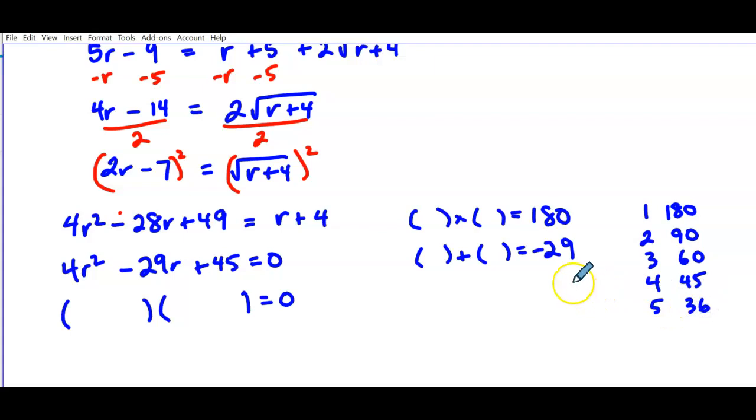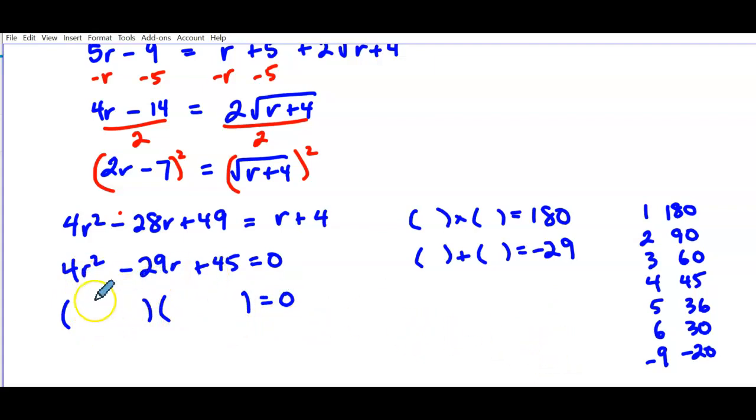So we're kind of getting close. We know that they have to add to a negative and multiply to a positive. So they both have to be negative. So what else? 6 and 30. So if those were both negative, no. 7, 8, 9, and 20. There you go. Both negative. So now I don't just put those in because this is 4r squared.